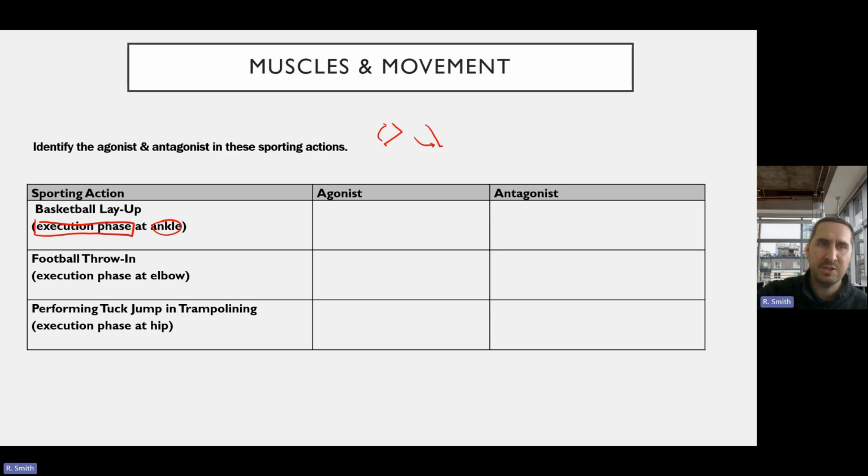So if we've got execution phase at the ankle, we know that there's plantar flexion, meaning that the agonist must be the gastrocnemius. Muscles work in pairs. So the muscle on the other side, the one that is relaxing in this case, is the tibialis anterior.